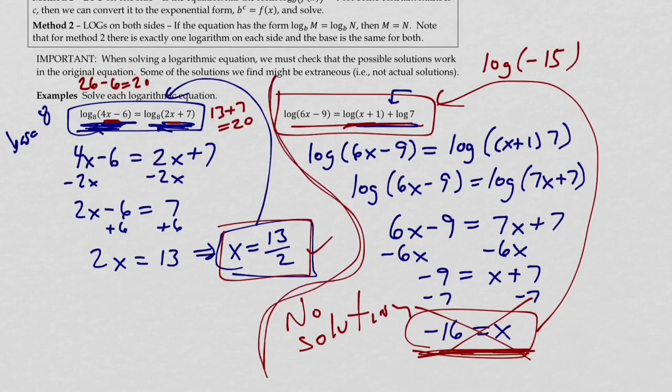So our first equation had the solution of 13 over 2, and we checked that out and it worked in the original equation. The second equation had negative 16 as a possible solution, but it didn't actually work in the original equation. It's an example of an extraneous solution.